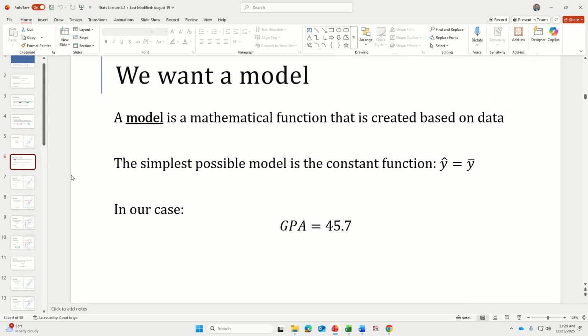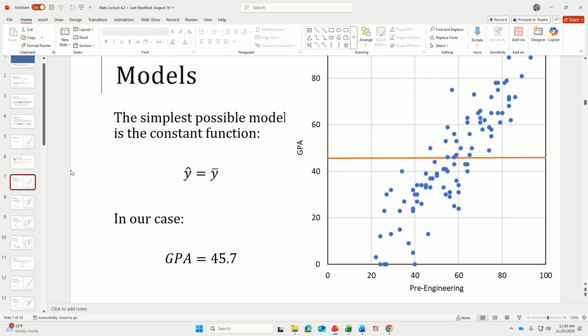So the simplest model would be a constant function. Just saying, I'm going to predict that everybody's GPA is going to be a constant. And that constant would be the mean if I want to minimize the sum of squared deviations. And that's another thing we'll talk about. But the simplest possible model is to say, okay, whatever the student's pre-engineering term grade was, I'm going to assume that their GPA is the average GPA of the graduate, which was, I guess, 45.7. But we want to do better than that.